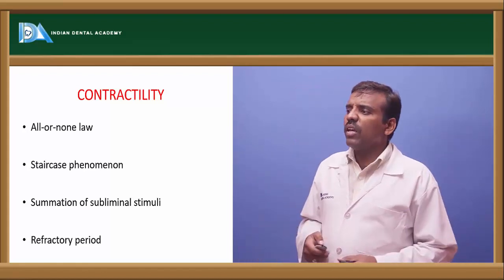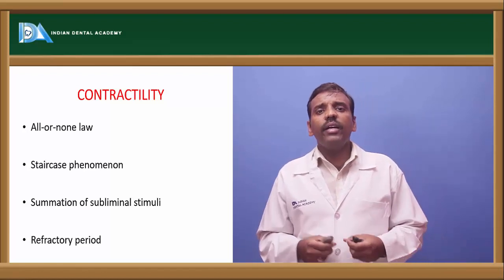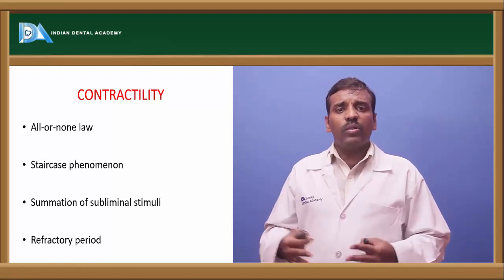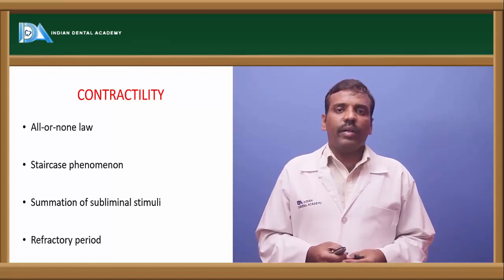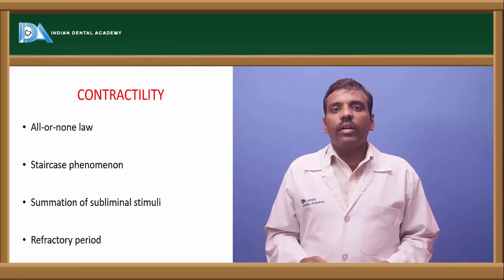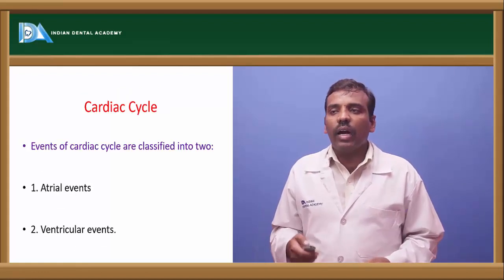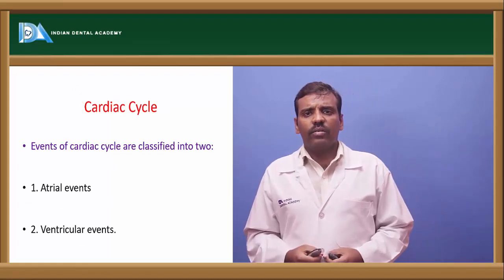And next one is refractory period. Refractory period is of 2 types. One is the absolute refractory period and another one is the relative refractory period. And after this, the next topic is the cardiac cycle. What is this cardiac cycle?